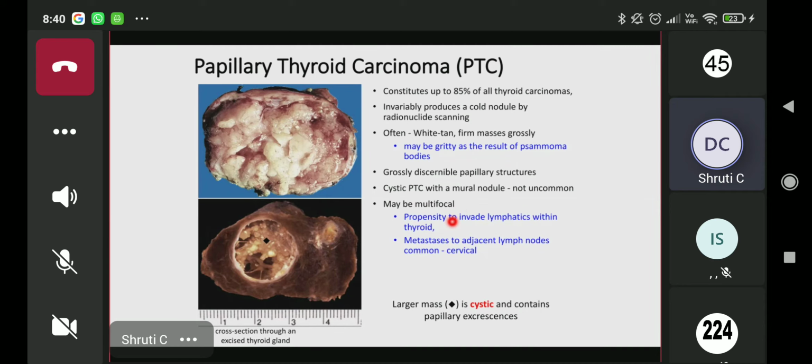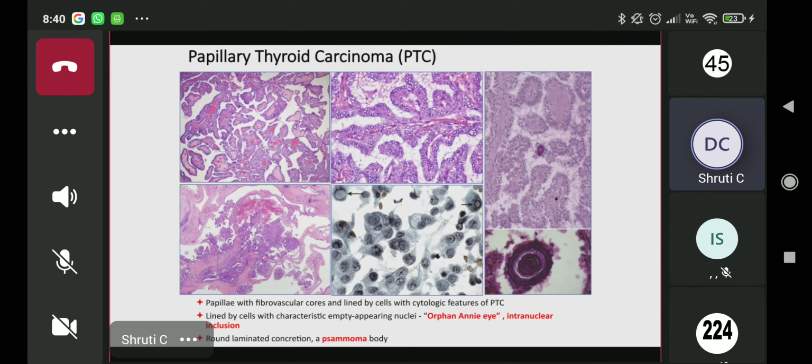This is the microscopic picture. You can see there are multiple papillae, each with a central fibrovascular core, and the nuclear features are very specific. You can see clearing in the nuclei, optical clearing, known as Orphan Annie-eye nuclei. Plus, there is an intranuclear inclusion, and this is the picture of a psammoma body, a calcium deposit. Fine.